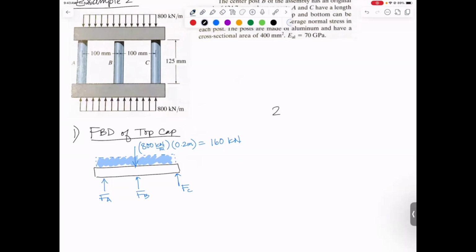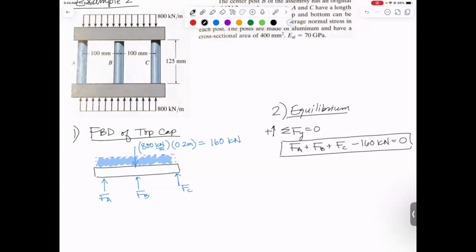Next step would be equilibrium. There are no forces in the x direction, so let's sum force in the y direction. And we get the force in A plus the force in B plus the force in C minus 160 kilonewtons equals 0. We will probably use that at some point. And then we need to sum moments about a location. I think I want to sum moments about this point right here. Should we call it point B?